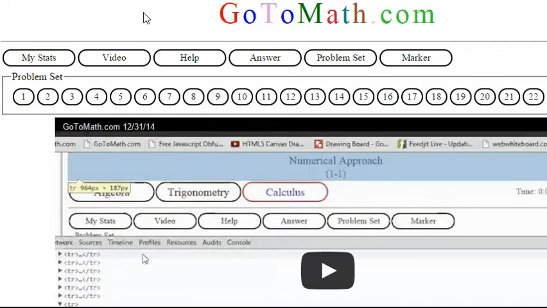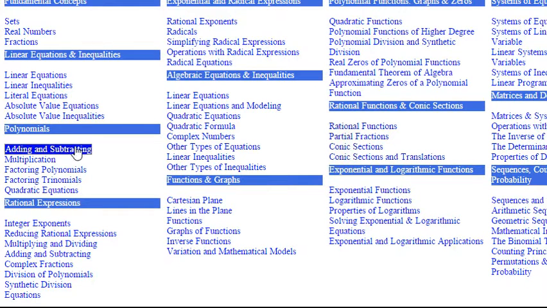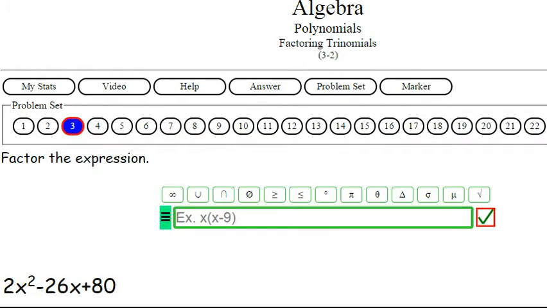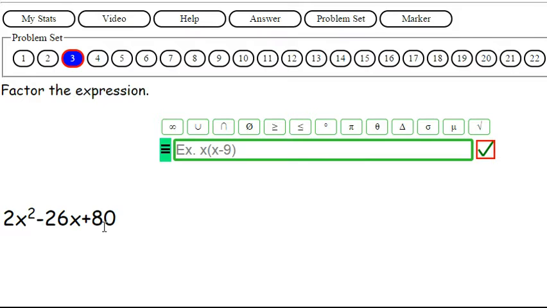We're at GoToMath.com. Click on algebra. Let's go down to Factoring Trinomials. And we're looking at 3.2. Somebody's looking at 3.2. What are we doing here? I don't know. Let me write this down. And I just thought of something in the last problem.